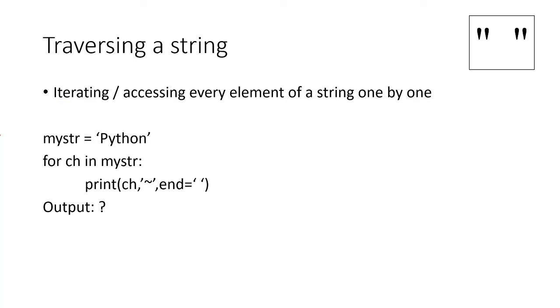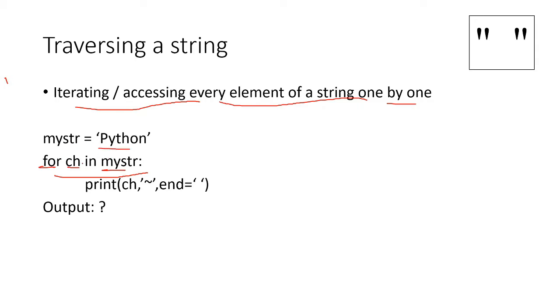Now what do you mean by traversing? Traversing refers to iterating over or accessing every element of a string one by one. This can be done with the help of a for loop. As you can see here, we have used a for loop. ch is the control variable. myStr is a sequence, or a string variable, which contains Python.